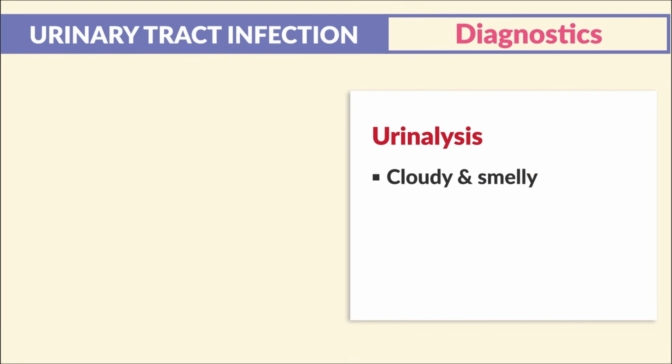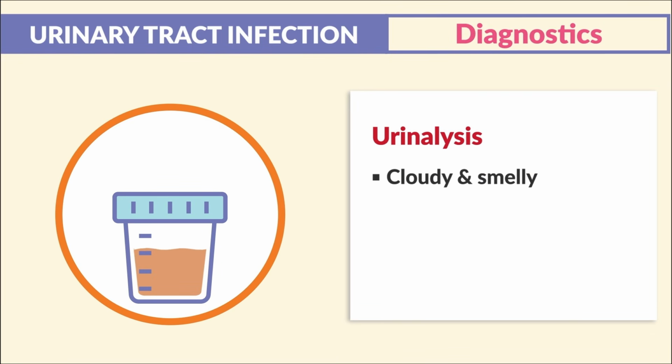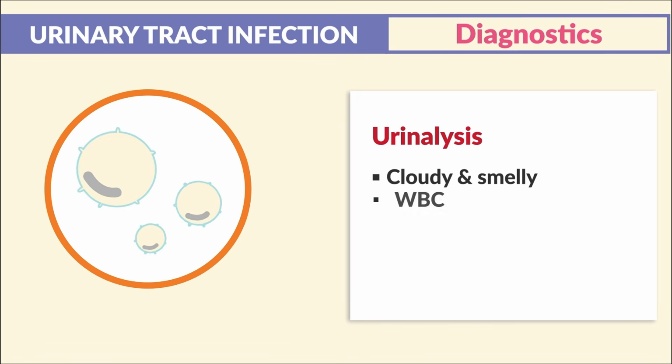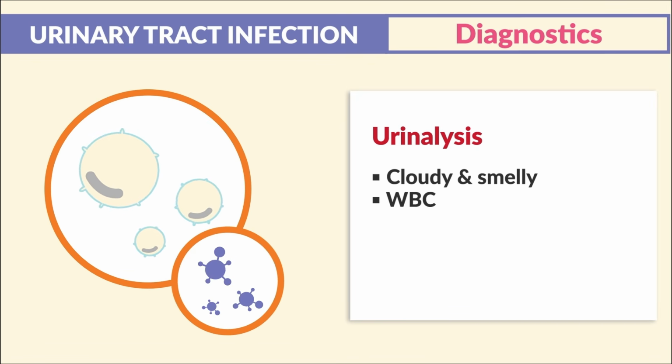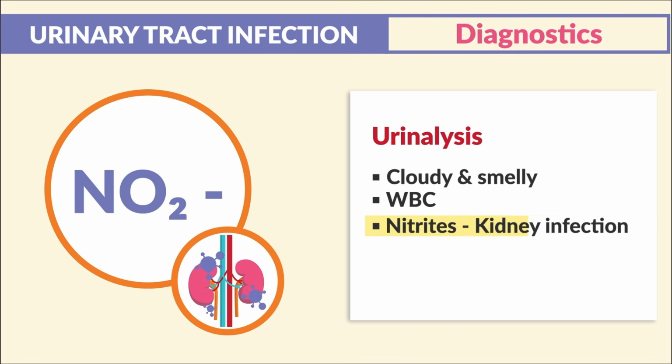Now for diagnostics, we use a UA, a urinary analysis. So we'll see cloudy and smelly urine filled with WBCs, those white blood cells that indicate a general infection. Now key term here is nitrites. That indicates a kidney infection.